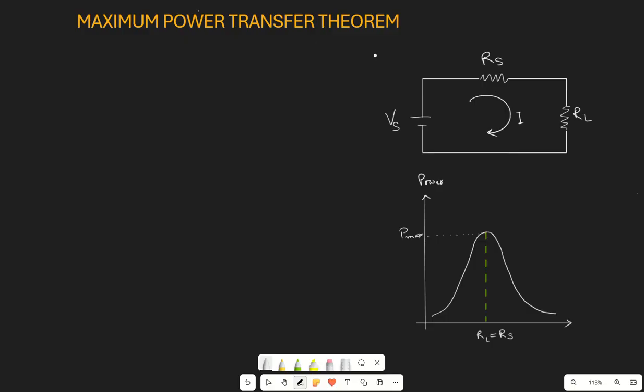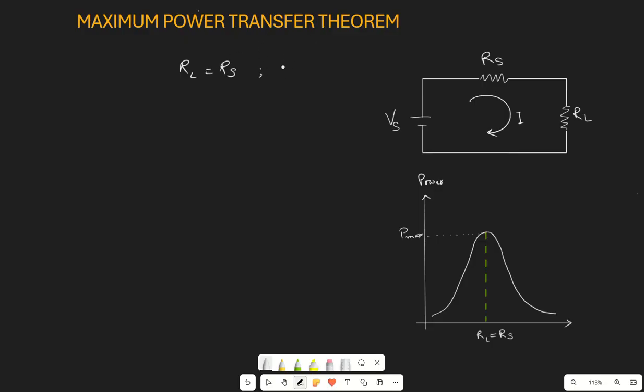The maximum power transfer theorem states that maximum power is transferred from a source to a load when the load resistance or impedance is equal to the complex conjugate of the source internal resistance or impedance. That means in case of this DC circuit, as we have drawn here, maximum power will be transferred when RL equals RS, where RS is the source resistance.